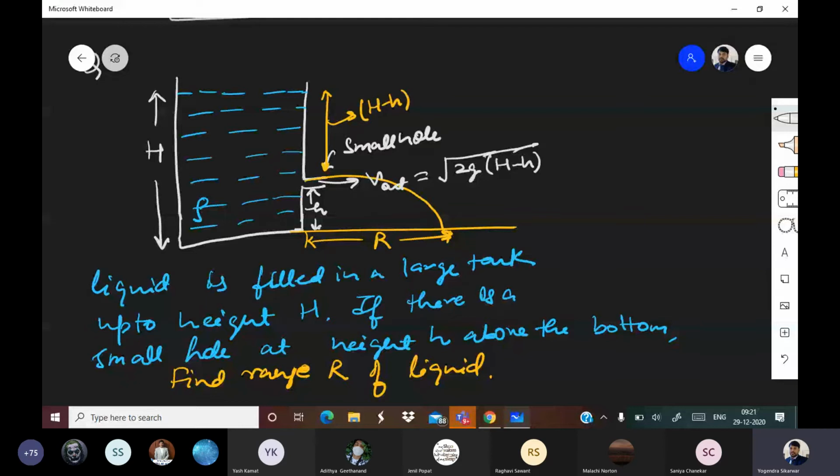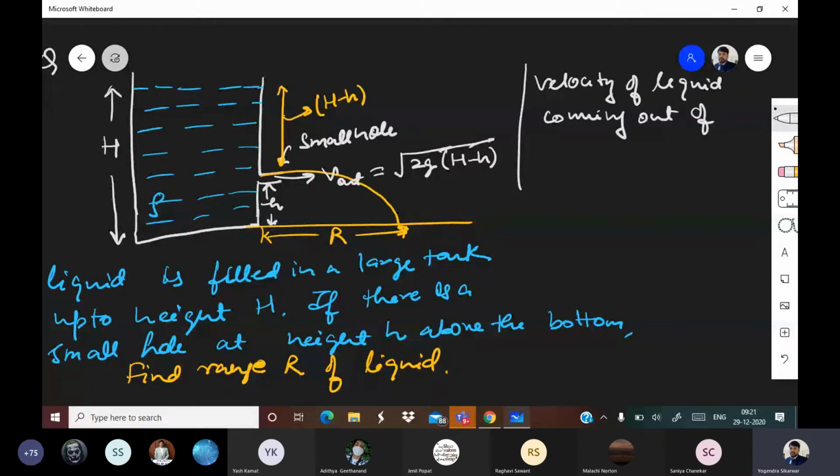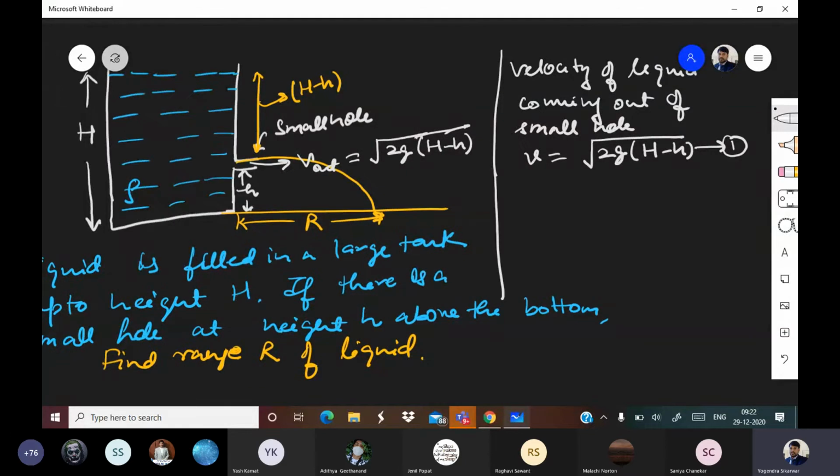So let us talk one by one. Velocity of liquid coming out of orifice or small hole, that V is equal to under the root of 2g (H minus h). This is equation number 1.